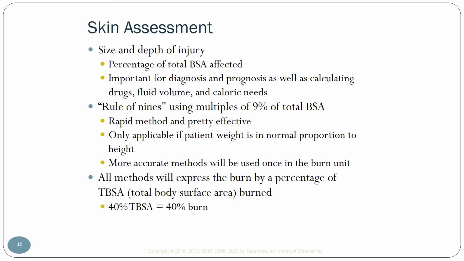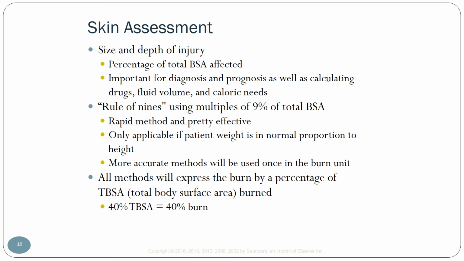And then, of course, the next obvious area that we need to consider for assessment is the skin. Again, it's the size and depth of the injury, aka the total body surface area affected, and then how deep into the skin layers the burn goes. It's important to get this calculated because it's going to be the basis for how we give our drugs, how we rehydrate or increase the fluid volume, and how we determine what the caloric needs of the patient are going to be. We're going to focus on the rule of nines because it's the most simple.